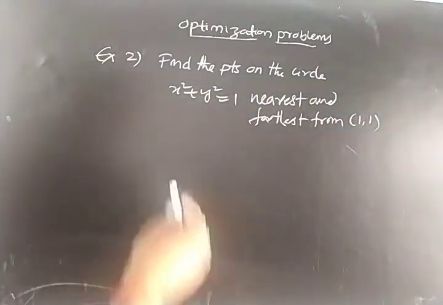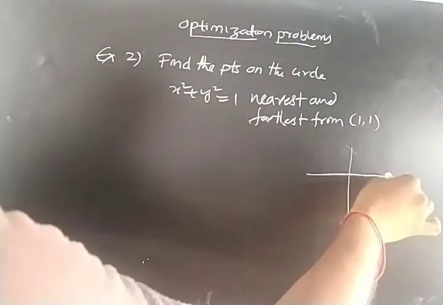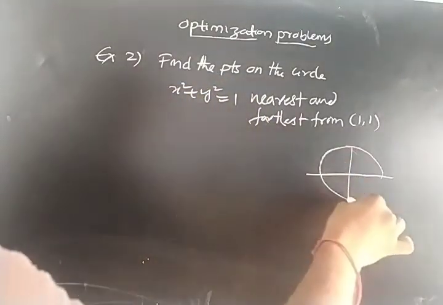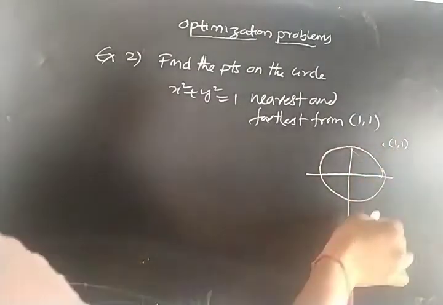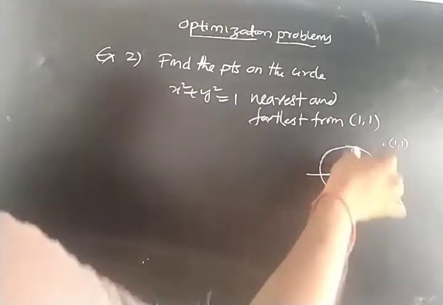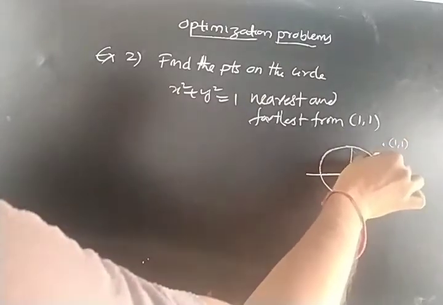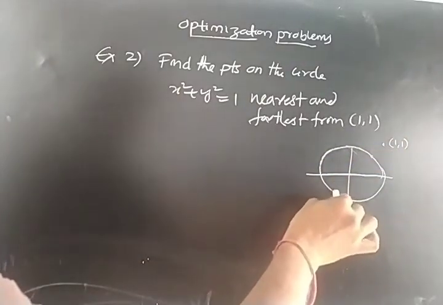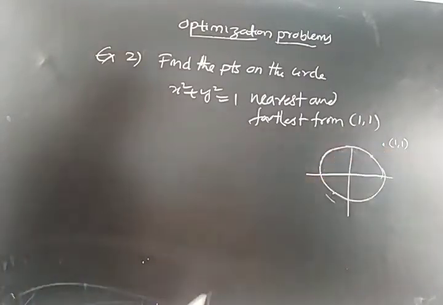Okay. Observe, this circle is a unit circle whose radius is 1 unit and center is the origin. Suppose here you have the point 1, 1. We need to find the nearest point on this circle. By the diagram we can consider this as the nearest point from this point, and this is the farthest point from this point. So we have to find these 2 points on this circle using the optimization techniques.